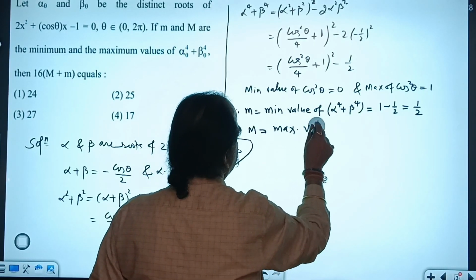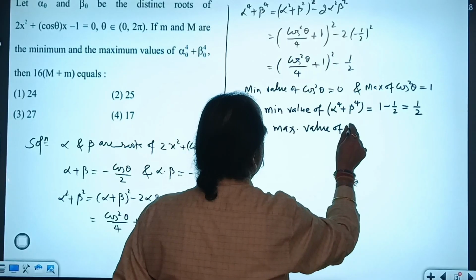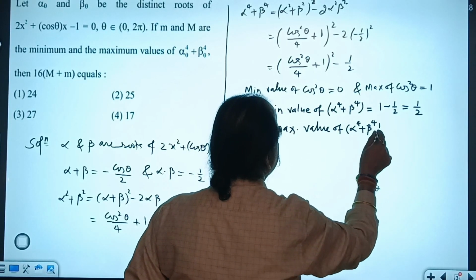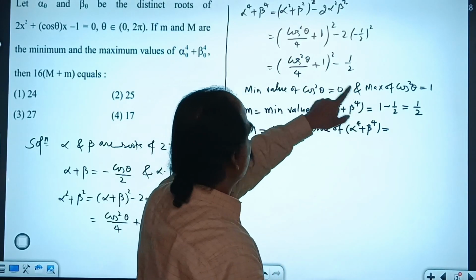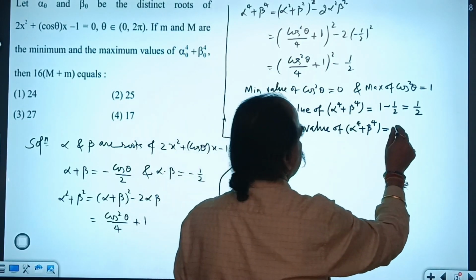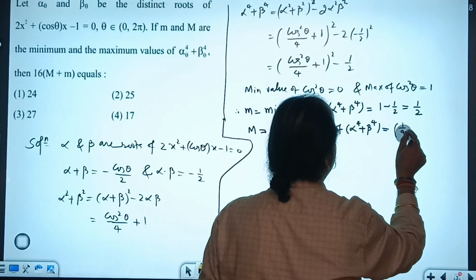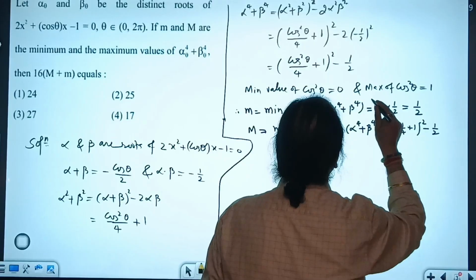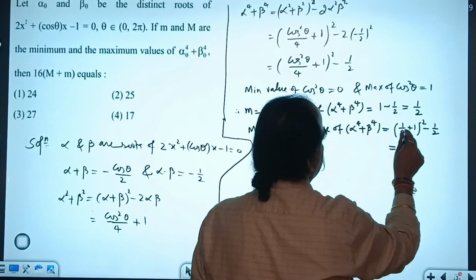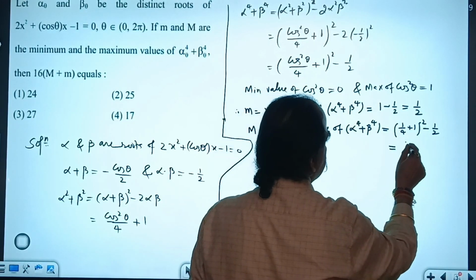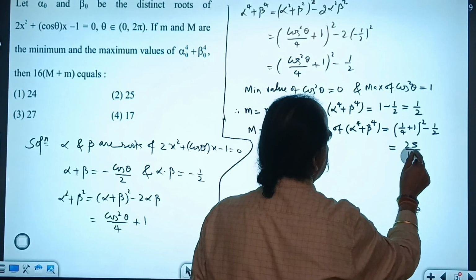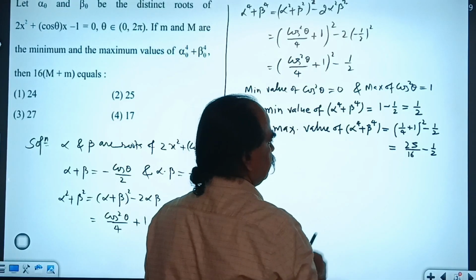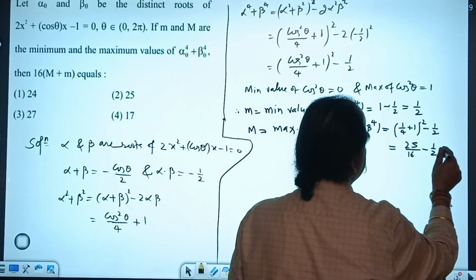And capital M is what? Max value of alpha raised to 4 plus beta raised to 4, and maximum will be what? 1. 1 by 4 plus 1, minus half will be what? 5 by 4, 25 by 16, minus 8, 17 by 16.